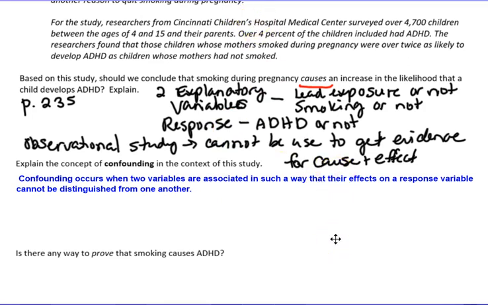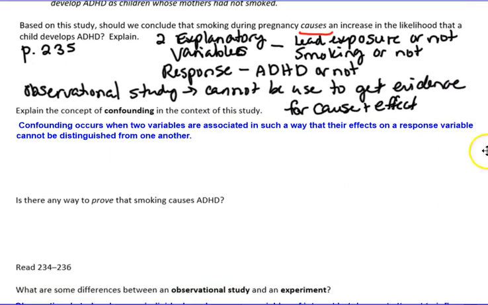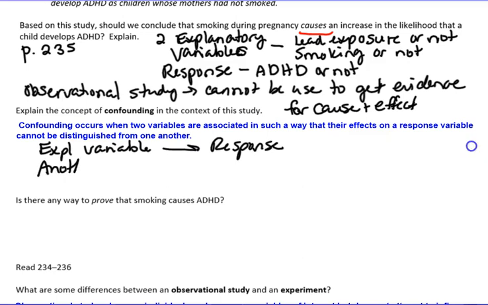Confounding occurs when two variables are associated in such a way that their effects on a response variable cannot be distinguished from one another. So basically, when we have confounding, the explanatory variable seems to be associated with the response variable, and another variable also seems to be associated with the response variable, and the two variables are linked together in such a way that they cannot be separated. And that's the important thing.